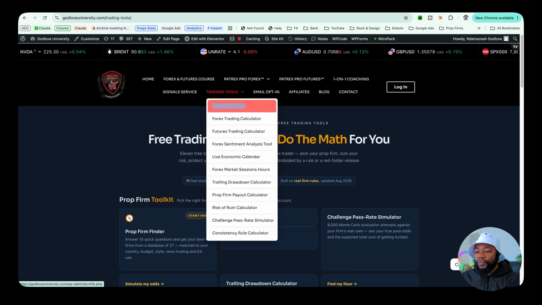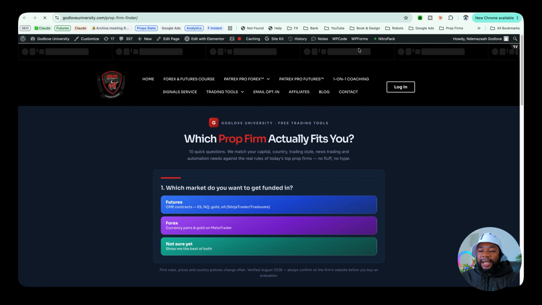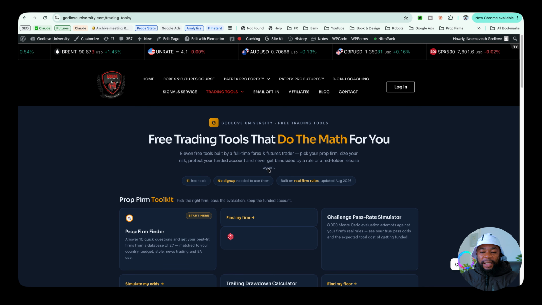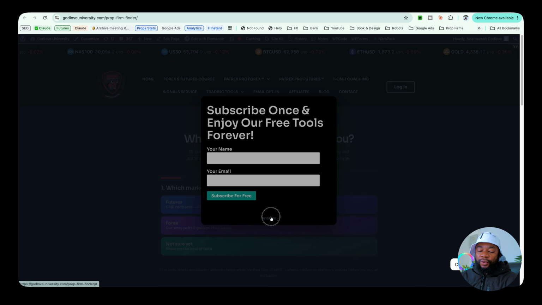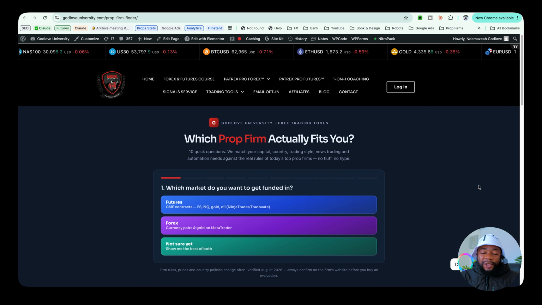We're going to open it in a new tab. The prop firm finder is self-explanatory. That's where you start. That's why it says start here. You can see it says start here. That's where you start, because in a way you need a tool that will be able to tell you which prop firm is going to work according to wherever you're located.